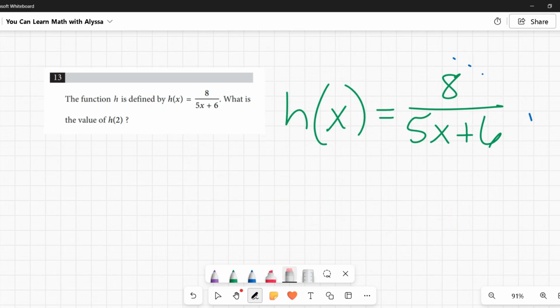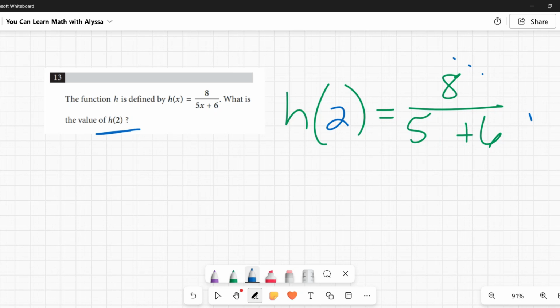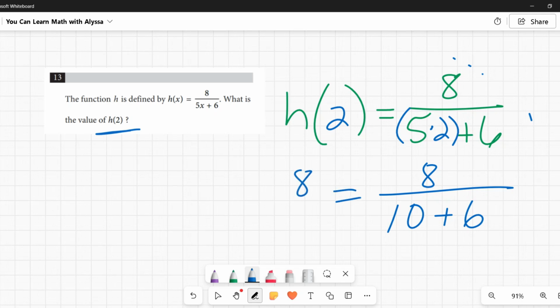So if they ever tell you to evaluate this function for 5 or that kind of thing, that's what they mean. So here they're telling us to evaluate it for h of 2. So they want me to take 2 here. Boom. And then wherever there's an x on the right-hand side, I should plug in a 2. There is only one, so I'm going to plug in a 2. So 8 all over 5 times 2 is 10 plus 6. 8 over 10 plus 6 is 16. Simplify this. This is 1/2.